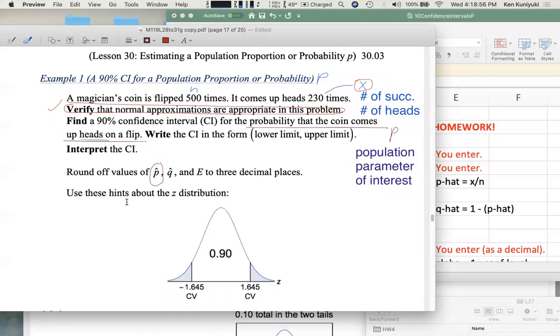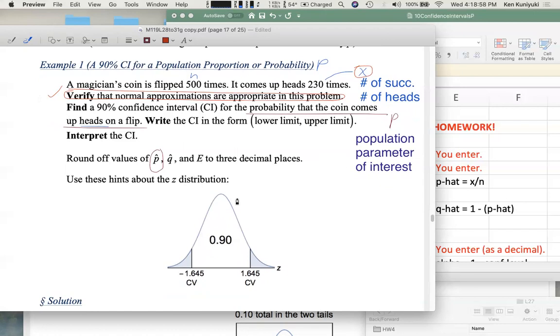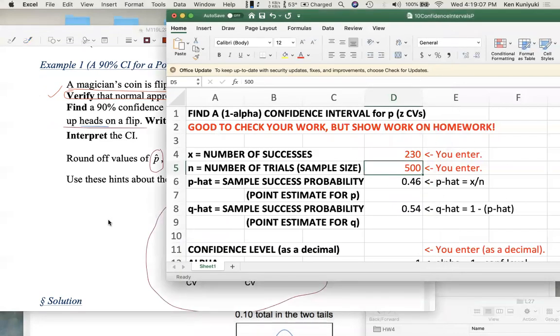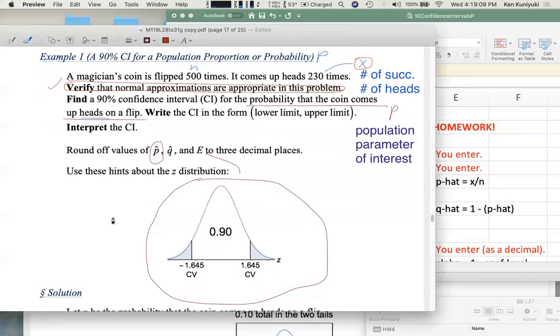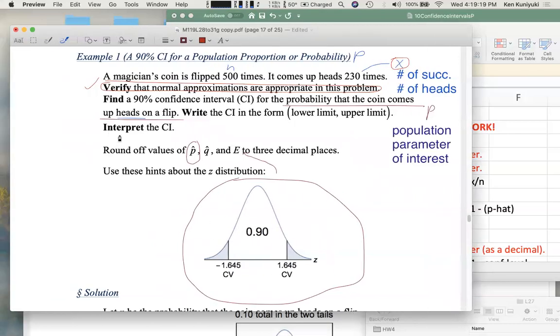And eventually, when we get the margin of error, we're going to need these hints from the z-distribution. That's going to help out when we find the margin of error. Or we can use our Excel spreadsheet. All right, let's find p-hat, our point estimate for p. This is our sample success probability. Well, let's use our common sense. So p-hat here.